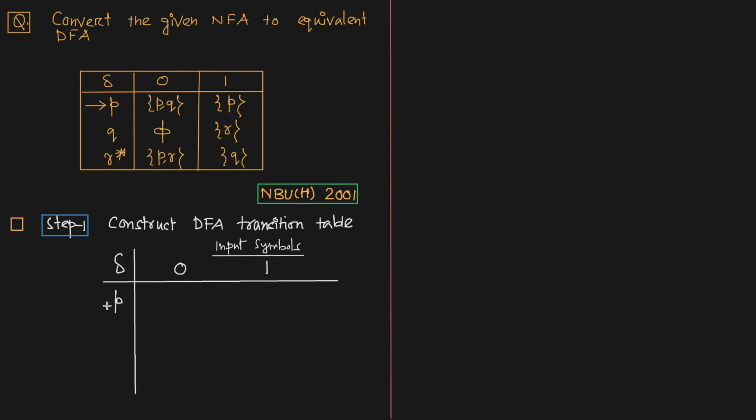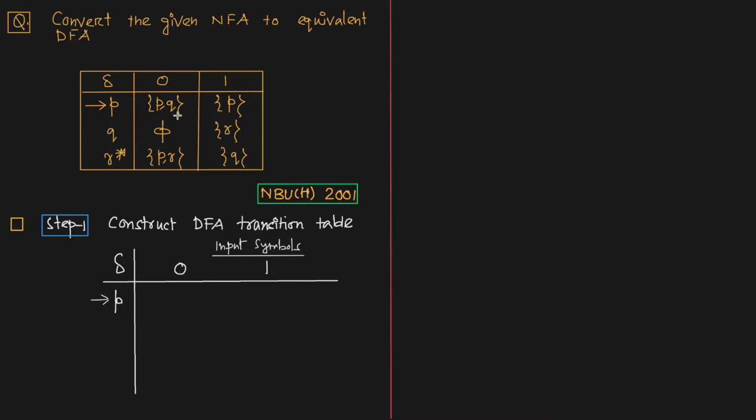So what is the initial state? P is the initial state and R is the final state. So on P, on 0, P goes to P, and P on 0 also goes to Q. So P on 0 goes to P and Q.